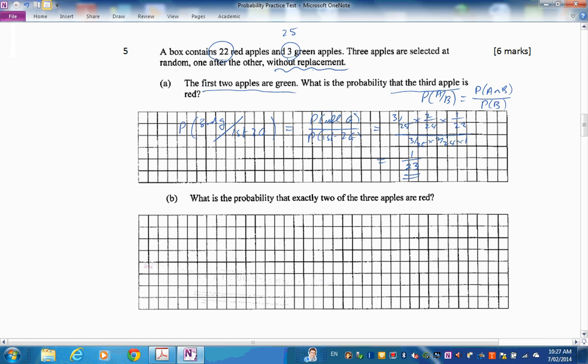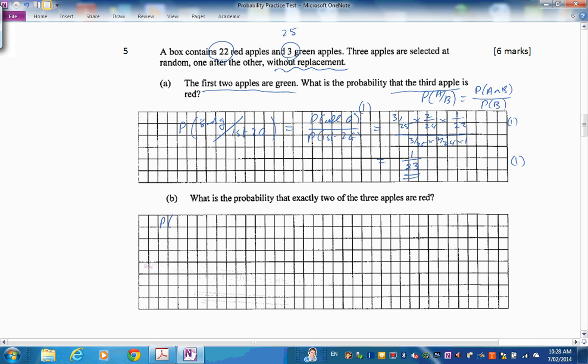Okay, so what have we got here? For 3 marks, 1 for showing you've got some rule, and then for the breakdown in probabilities, and then for the answer. What's the probability that exactly 2 of the 3 apples are red?